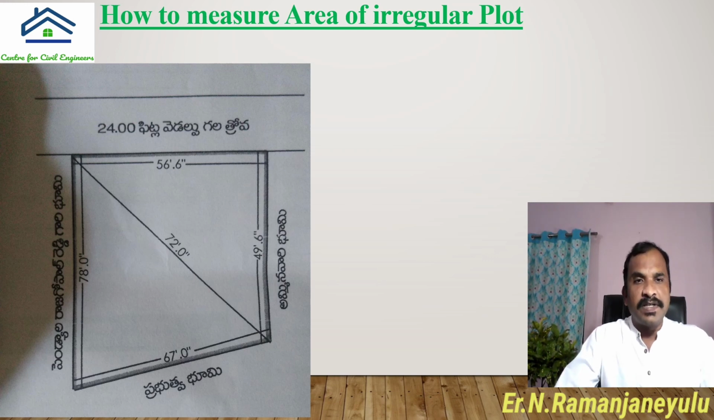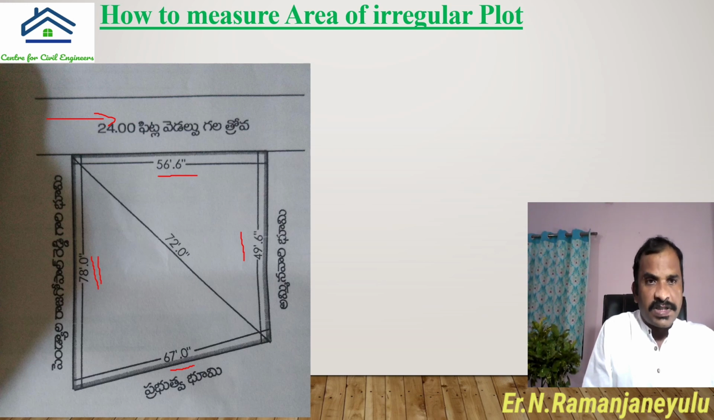In this video, I am going to explain how to determine the area of an irregular plot. Here in this figure, you can see the picture. This road side has the dimension 56 feet 6 inches, the right side 49 feet 6 inches, and the back side 67 feet 0 inches. For simple calculation, I am going to divide this total area into two parts, figure 1 and figure 2.